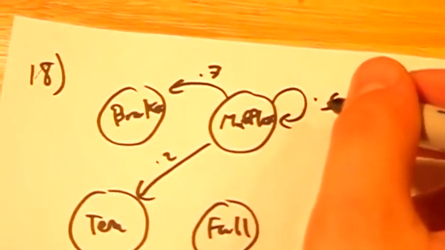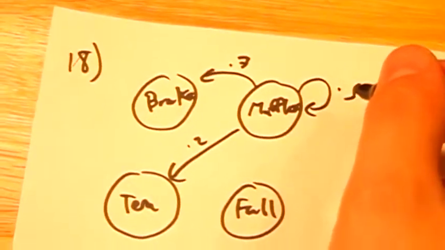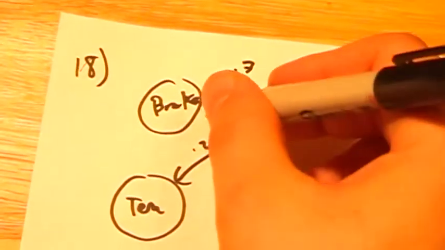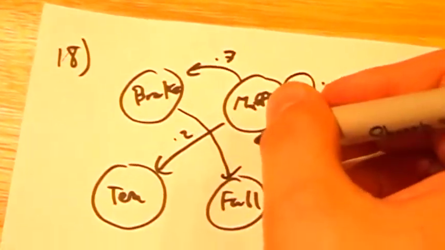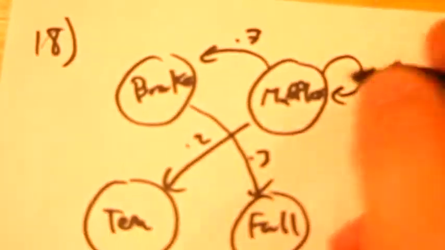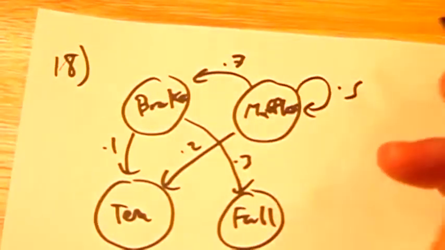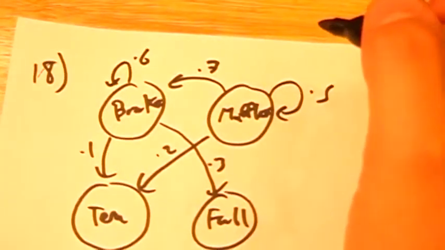Next, 30% of the brake repair trainees are promoted to full-time mechanics. So they go here. They require no more training. So they are at 0.3. And 10% are terminated for unsatisfactory performance. So that's 0.1. And the remainder continue as brake repair trainees. So if we have 0.3 and 0.1, that's a total of 0.4, which means 60% stay in brake.